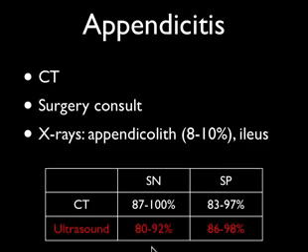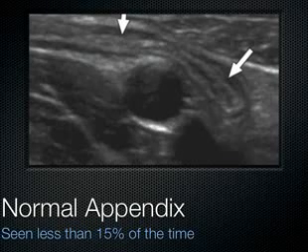It's a very operator-dependent thing, and some people are really good at doing these, other people aren't. It takes a lot of patience. The lower specificity that we see with ultrasound has to do with the fact that it's really difficult to see a normal appendix. In fact, even in the best of hands, a normal appendix is seen less than 15% of the time. So feast your eyes on that, my friends. That is a normal appendix, which you rarely, if ever, see.